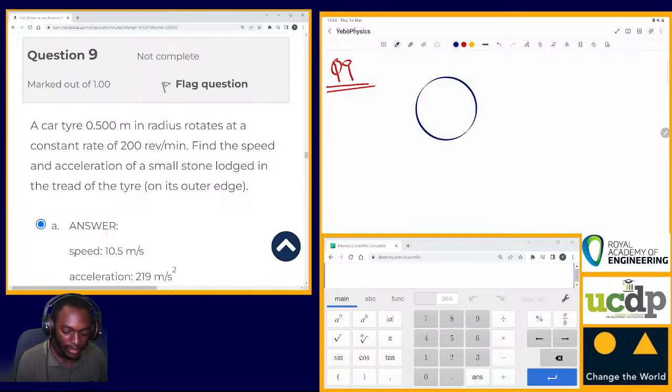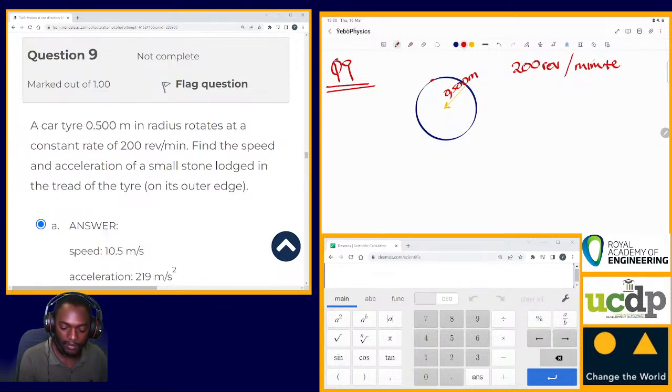So this is our tire, and we have a stone there, and we've been told that this tire has a radius of 0.500 meters. That's the radius. And it rotates at a constant rate of 200 revolutions per minute. So this is 200 revolutions per minute. Okay, so that is what we are told.